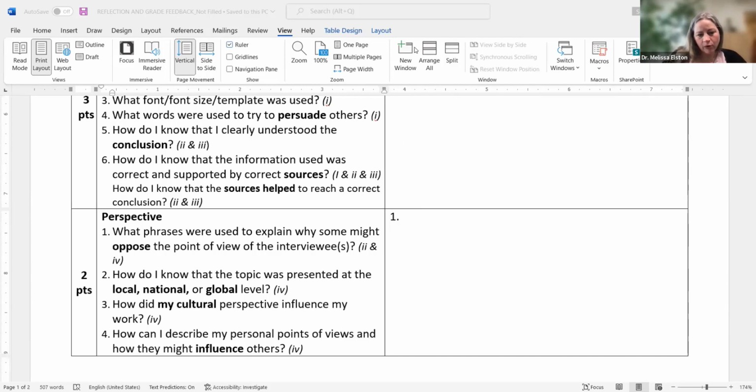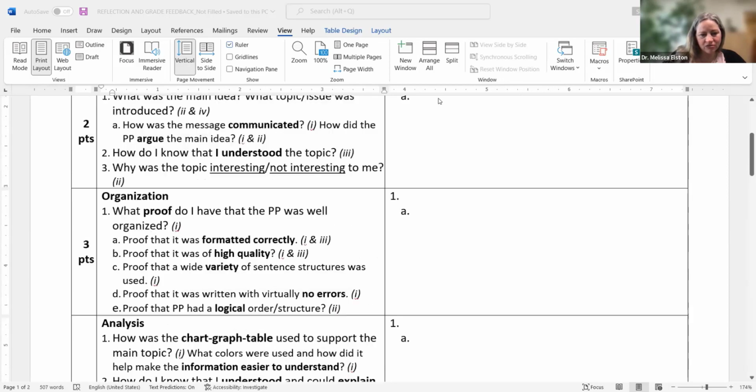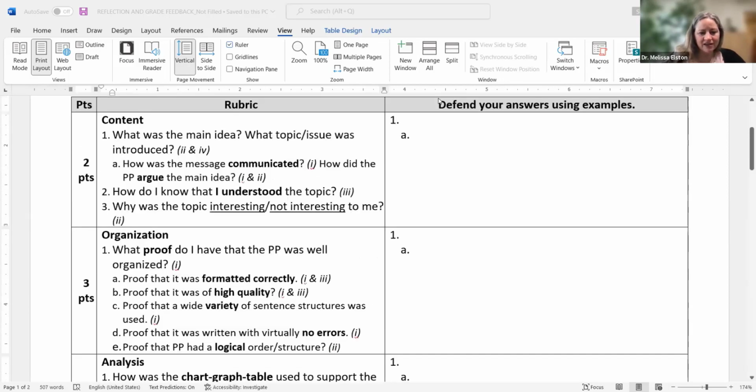But if I were a rater, do you mind going back up to the top? I'm looking for that first criterion where the student has to identify an issue. I see right here, what topic/issue was introduced. They're the one who has to articulate that. So that to me feels pretty tightly aligned.